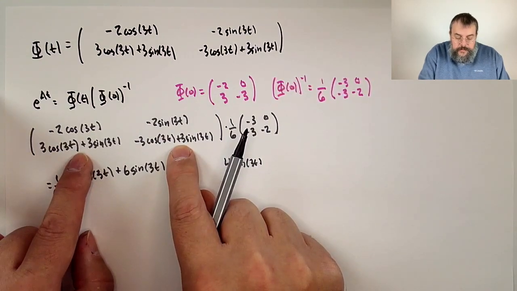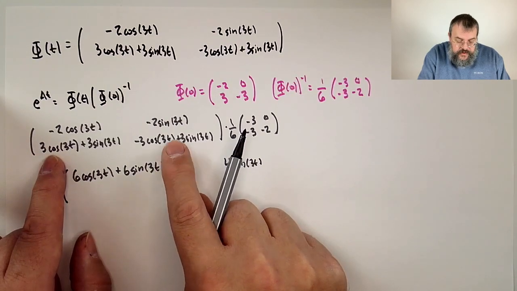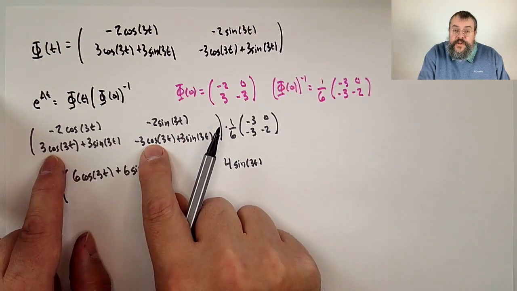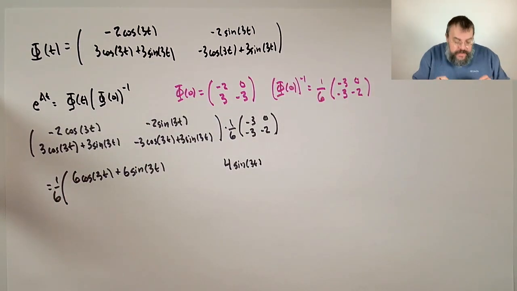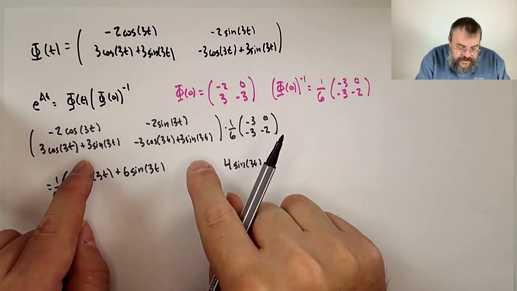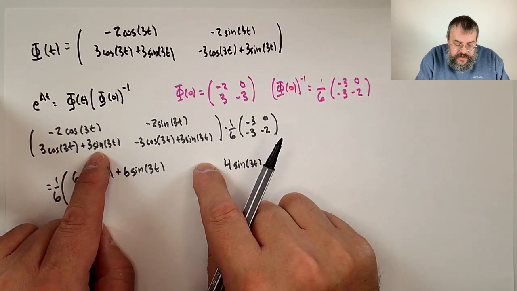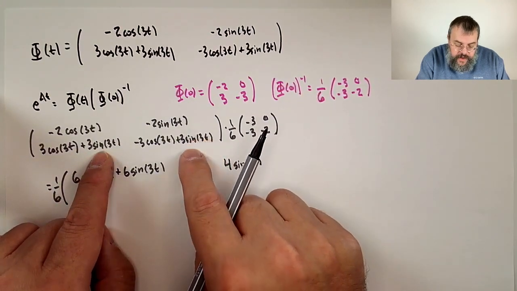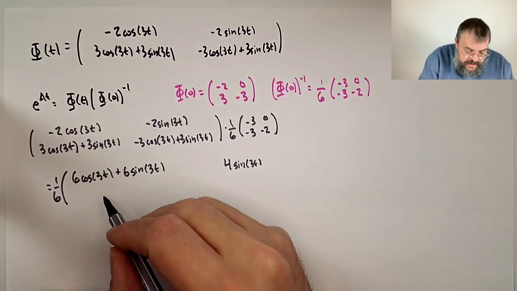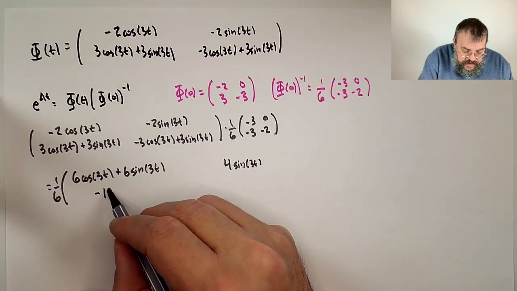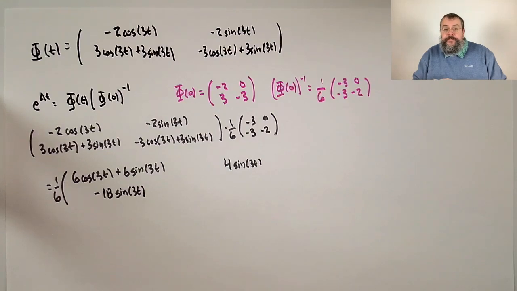So let's think through it carefully. We'll have -9 cosine 3t. Here you get a +9 cosine 3t, and they will cancel. Poof, gone. Then you'll have a -3 times 3 sine t. So that's -9 sine 3t, -9 sine 3t. Those will combine, and so we end up with a -18 sine 3t.